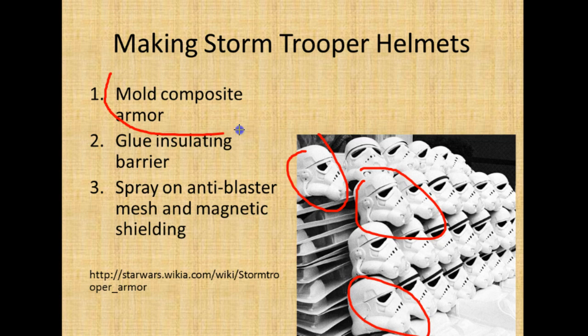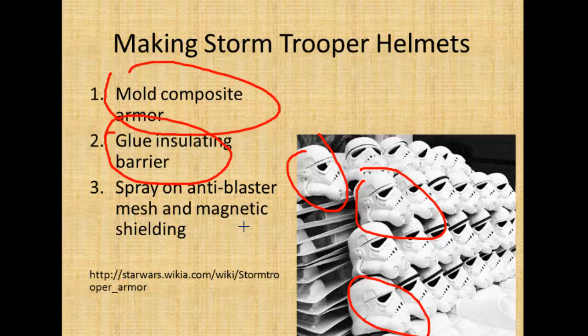We broke these down to three unique processes. One is taking the composite armor, which is what the Stormtrooper helmets are made out of, and putting it into a mold, basically, so that it gets its general shape. Second thing that they do is they glue the insulating barrier, that's the heat insulation, onto the inside of the helmet so that they can go out into space and they can handle extreme temperatures. The last process in the manufacturing cycle would be to spray on the anti-blaster mesh and the magnetic shielding.